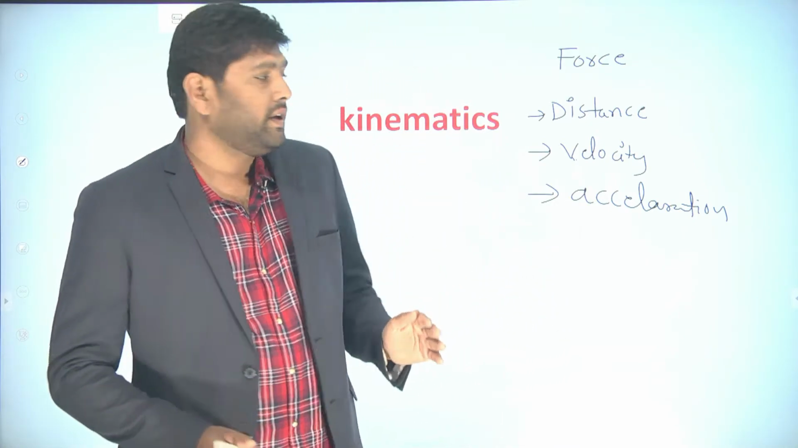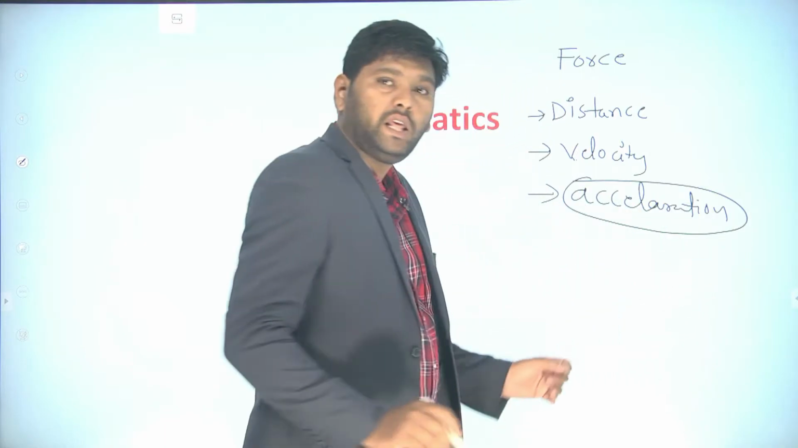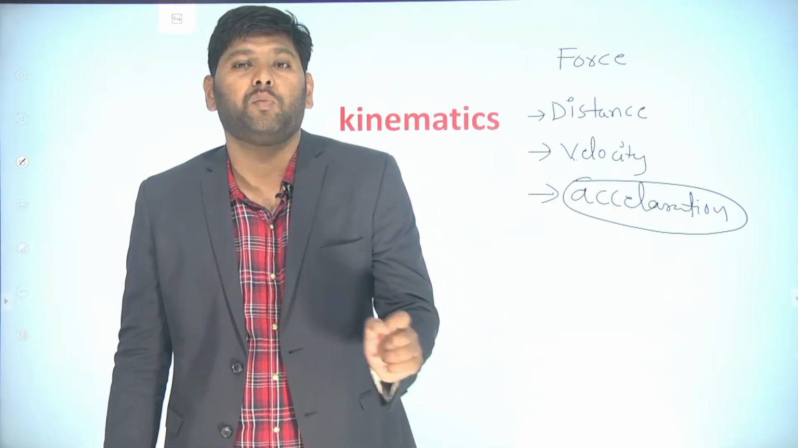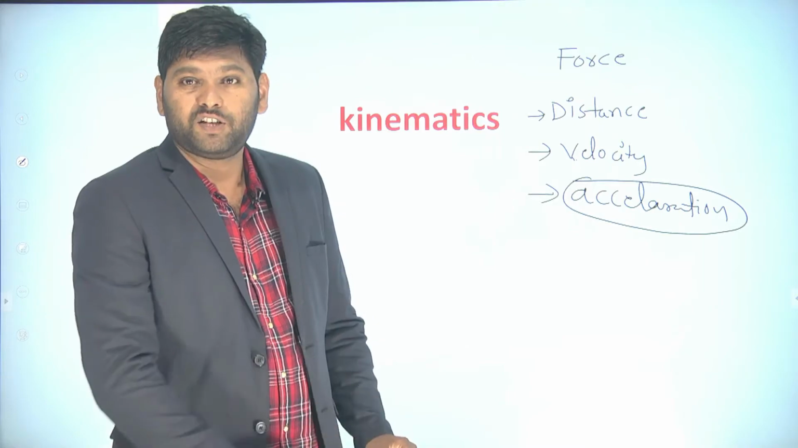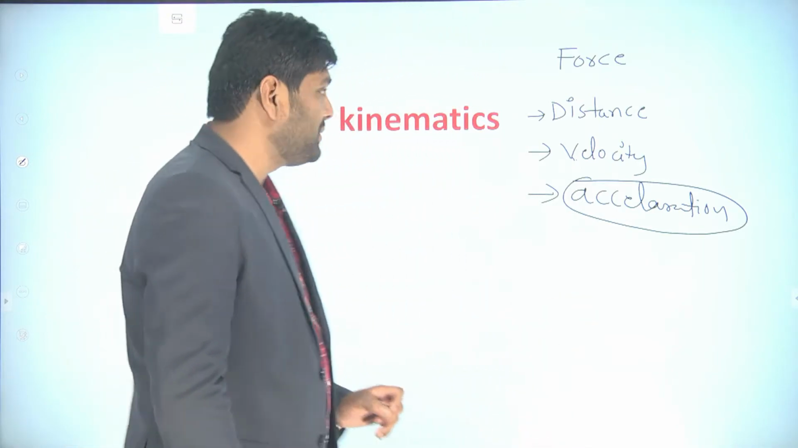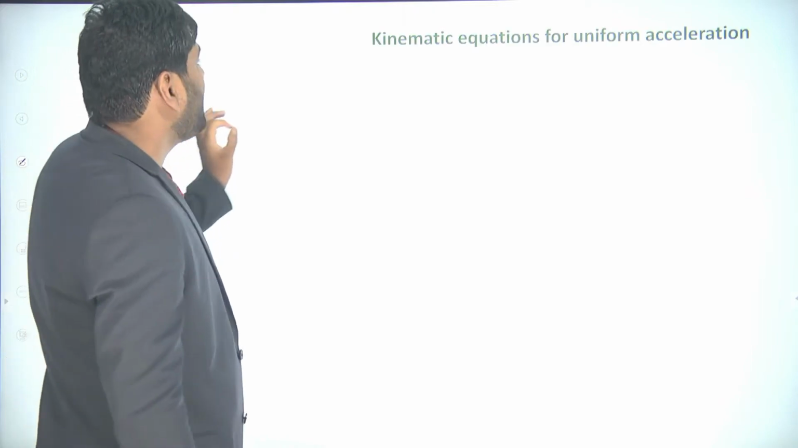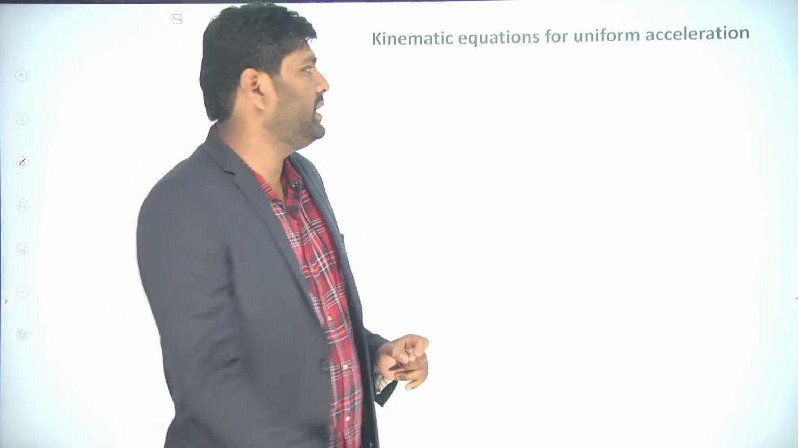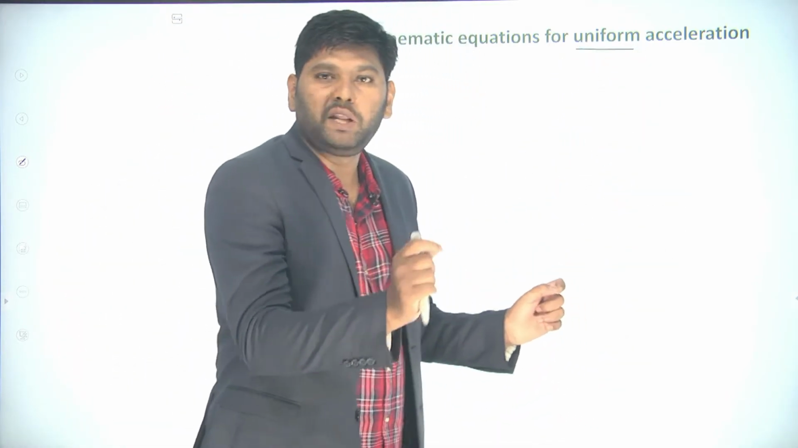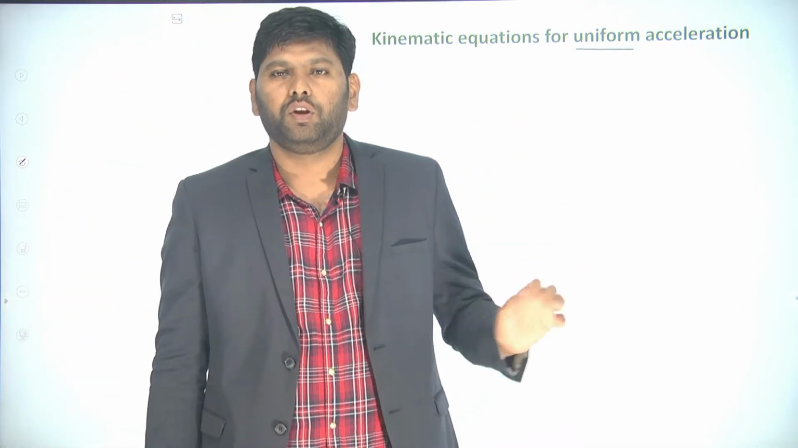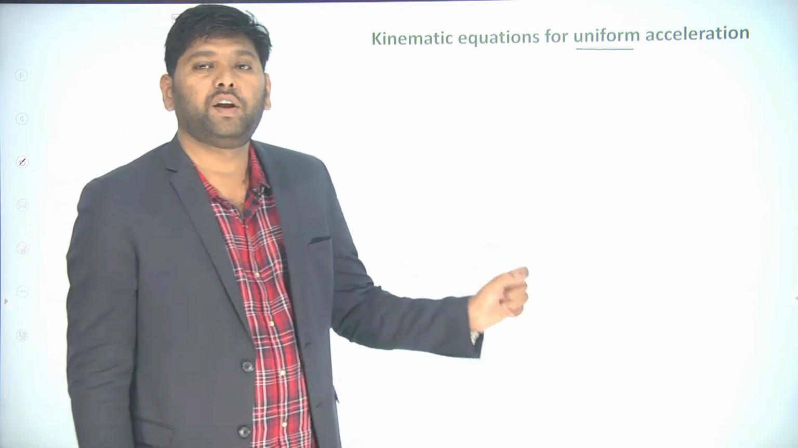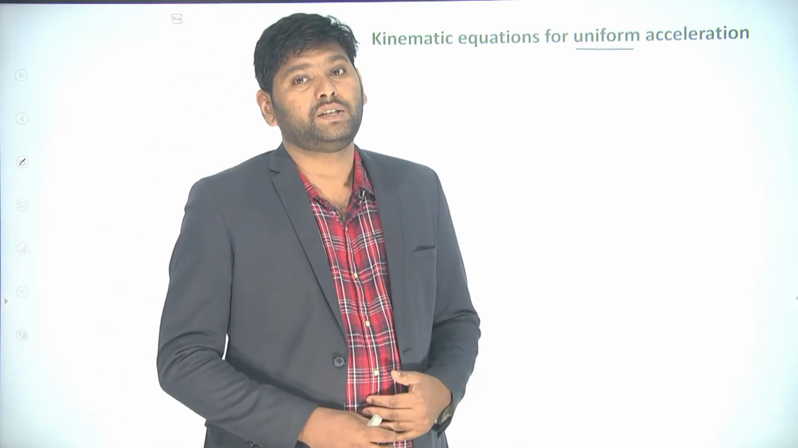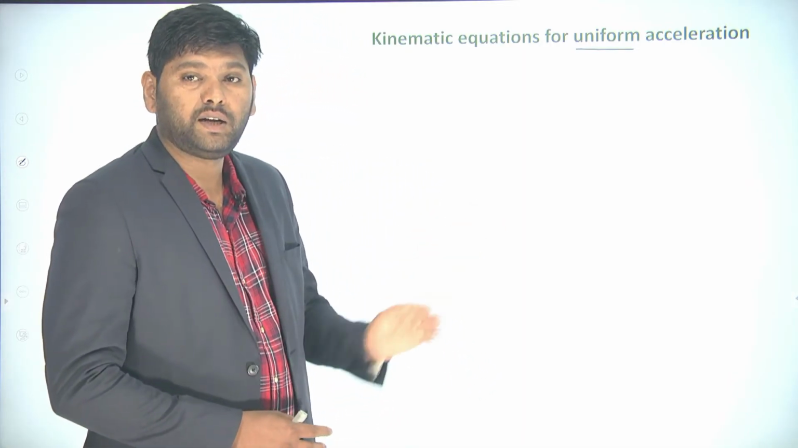Understand? Now when you are talking about acceleration, if the object is moving with constant acceleration, we have some equations of motion. What is the name of that equation of motion? The name is the kinematic equation for constant acceleration or uniform acceleration. Whenever we talk about kinematic equations, the acceleration must be uniform. Now let's see what equations we have for constant acceleration.